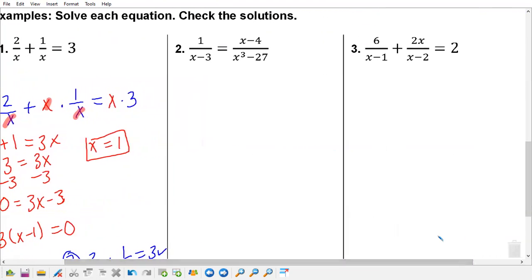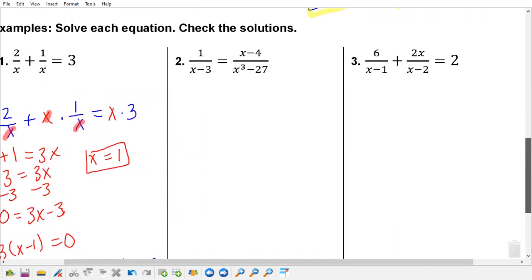Two, it's going to be our little extra one of the day. This is for pre-advanced, okay? So notice here that I have 1/(x-3) equals (x-4) divided by (x³ - 27). We all see that, okay?